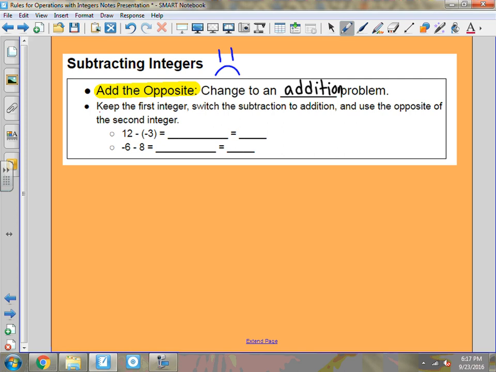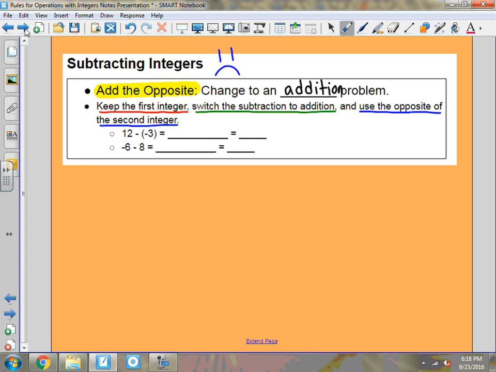First, you keep the first integer. You never change it. It stays whatever it is, positive or negative. The next thing you do is switch the subtraction sign to an addition sign. And this is the operation. So you have to be careful. Like our 3 is in its parentheses, the subtraction is different from a negative. And the last thing we need to do is use the opposite of the second integer. So we're changing and flipping that second integer to its opposite on the number line.